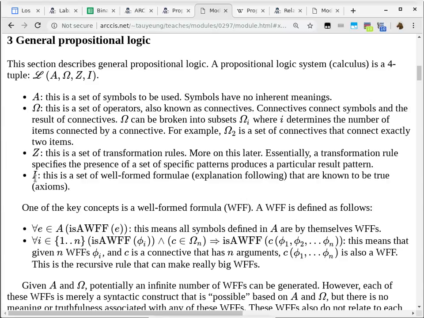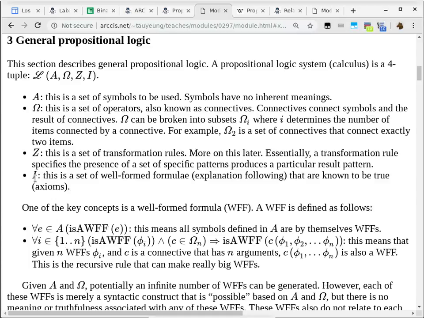Okay? So iota is basically a set, usually a finite set, where I give you all the well-formed formulae or all the syntactically correct expressions that are known to be true. 1 is known to be true. Not 0 is known to be true. P implies Q may be known to be true. It depends on what kind of logic system I'm trying to model. Okay? P or Q may be known to be true. Okay? So it's just a whole bunch of expressions that are known to be true in order to model a particular reality. Is that okay?